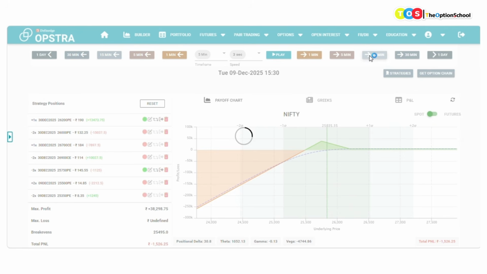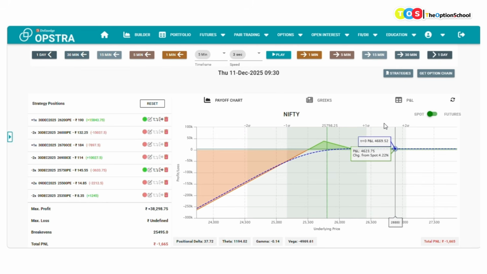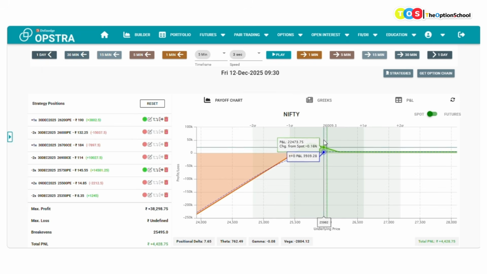So let us see now the next 15 minutes and 15 minutes. I am still in a loss of 1500 rupees. Next day, if we see, it is a 1600 rupees loss. Market has tanked down a bit. Blue line is still comfortable. Next day, market has now gone up and I am making 4428, which is a decent profit in a trade which really got stuck.